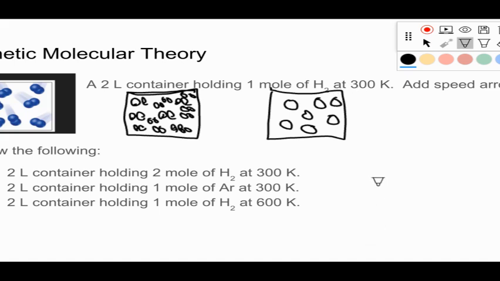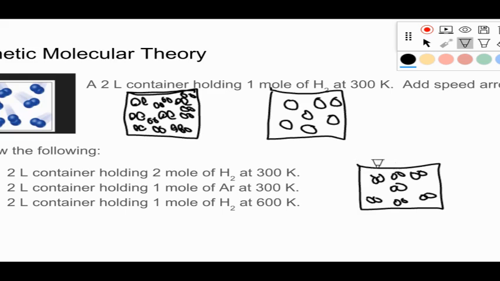And then my last one is a 2-liter container again, but this time it says H2 at 600 Kelvin. That means these are going to go much faster. So still 7 molecules. And let's say that up here it had arrows. Sometimes they'll have arrows. Let's say the arrow was about that long. Then that means that I would need to make these arrows roughly about twice as long.